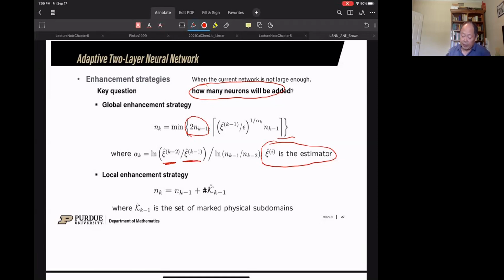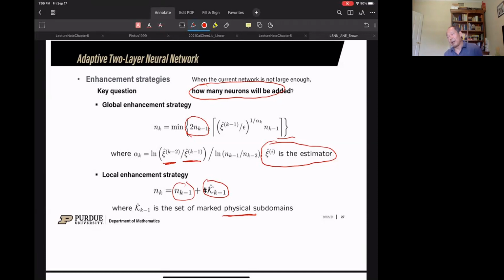So this one is basically the number of neurons in the new neural network is something plus, this is what we're going to add. This really depends on the local information. That depends on what we introduce as terminology, the physical partition. I will keep using the example to explain what that is.